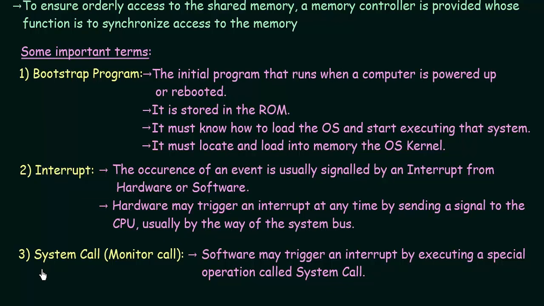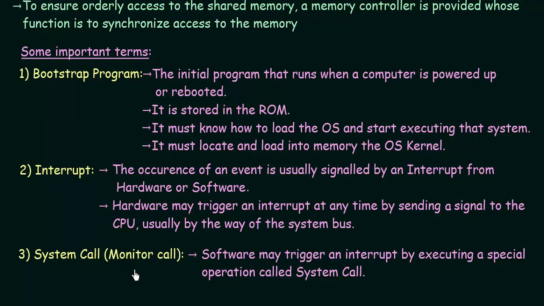Now the next term I want to introduce to you is known as a system call, also known as a monitor call. Let's see what it says. A software may trigger an interrupt by executing a special operation called a system call. As I told you, when hardware triggers the interrupt, we usually call it an interrupt. If the software is causing the interrupt, then that is known as a system call or a monitor call. So if it is hardware, we usually call it an interrupt, and if it is triggered by software, then we usually call it a system call or a monitor call. I hope that made clear to you what an interrupt actually means.